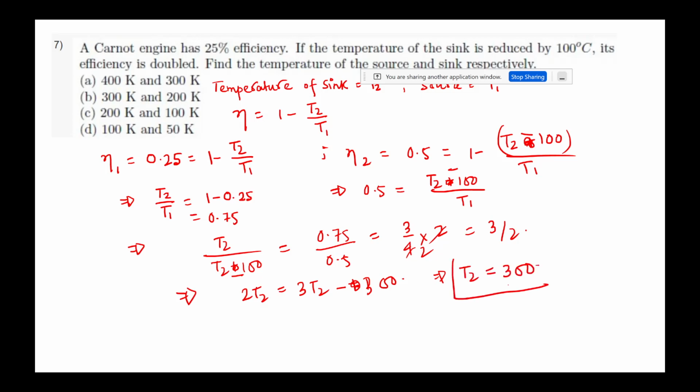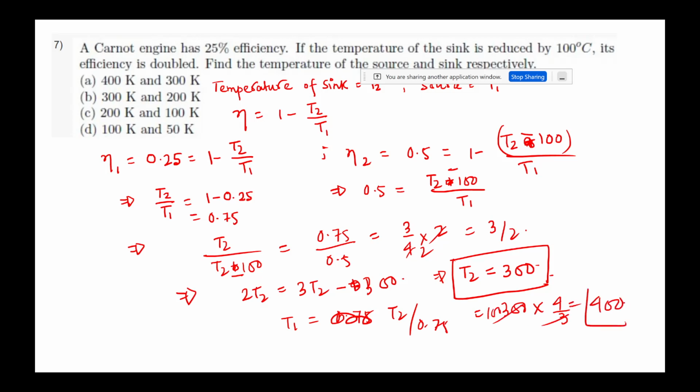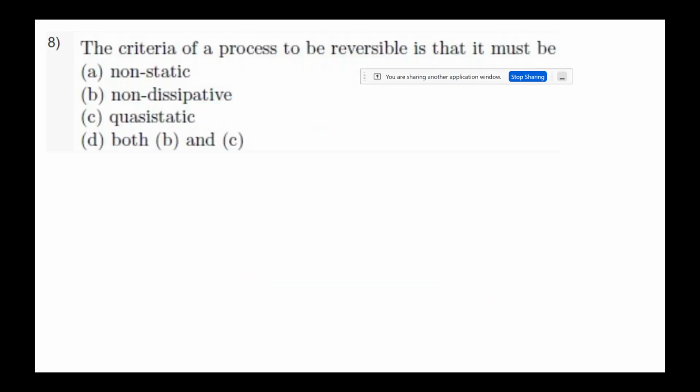Okay, now if T2 is 300, from here we can get T1 equal to T2 by 0.75, that is 300 times 4 by 3, right? So this will be 400. Pretty simple problem. So the temperatures of the source and sink are 400 and 300. Okay. So next question.